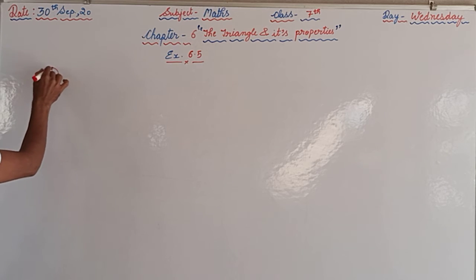In question number 5, first of all, we should read the question. A tree is broken at a height of 5 meters from the ground and its top reaches the ground at a distance of 12 meters from the base of the tree. Find the original height of the tree.